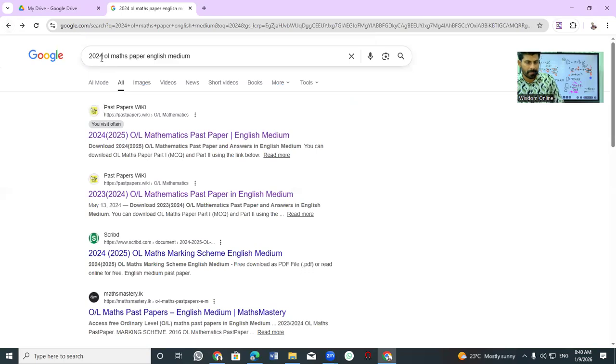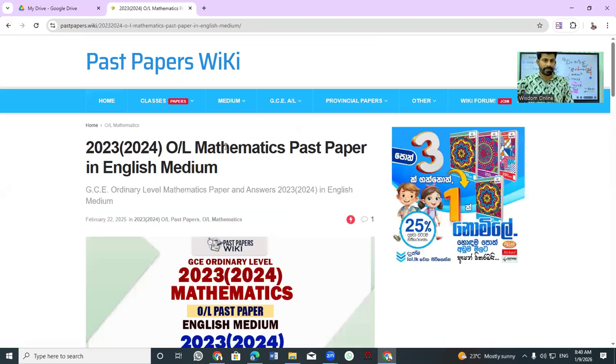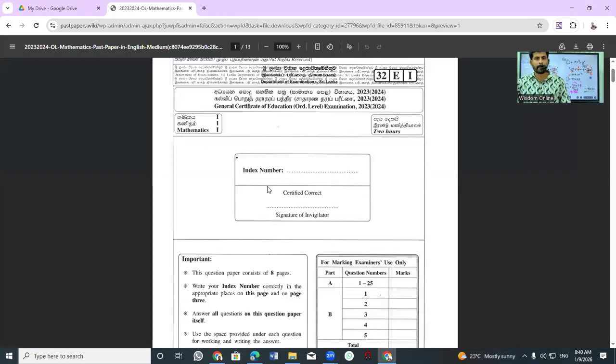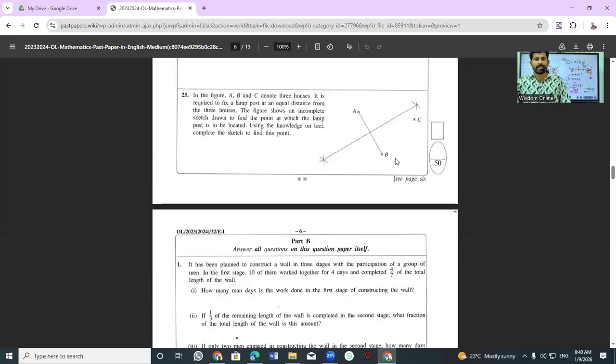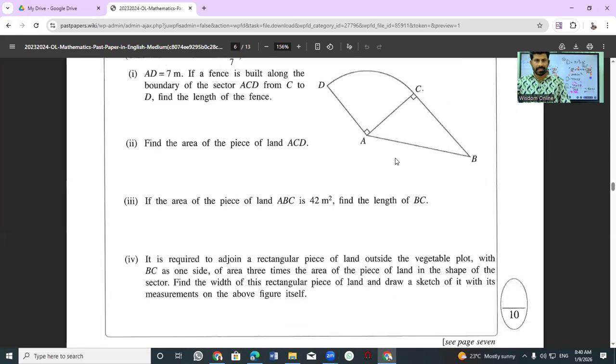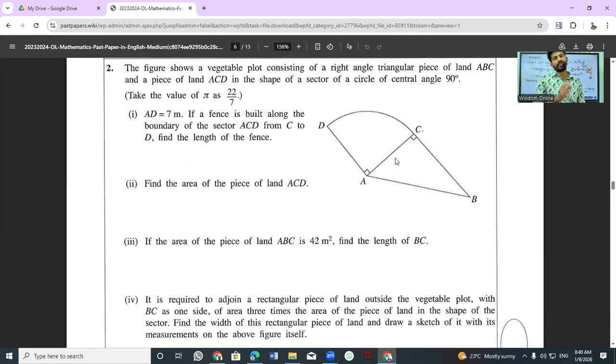2023, 2024 O level. The figure shows a vegetable plot consisting of a right angle triangular piece of land ABC and the piece ACD in the shape of a sector of a circle with centre angle 90 degrees. AD equals 7 meters.